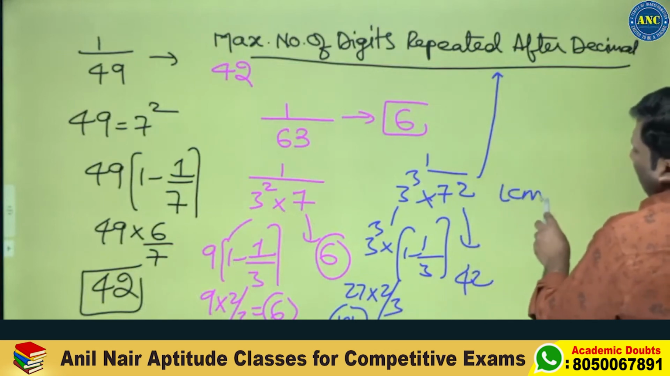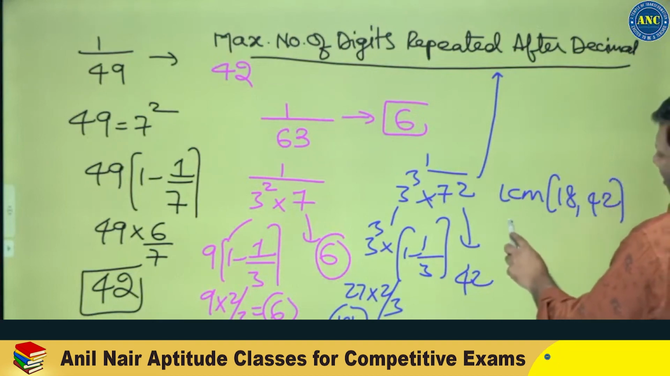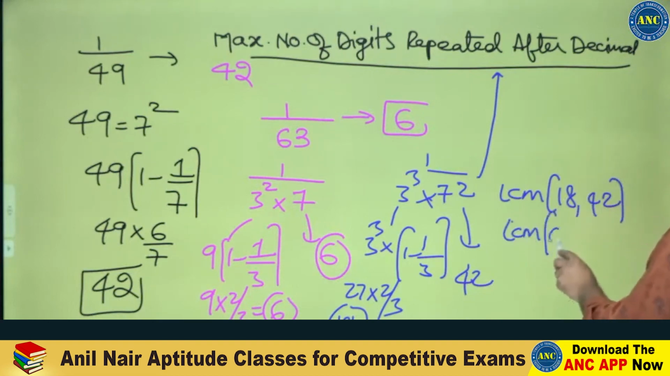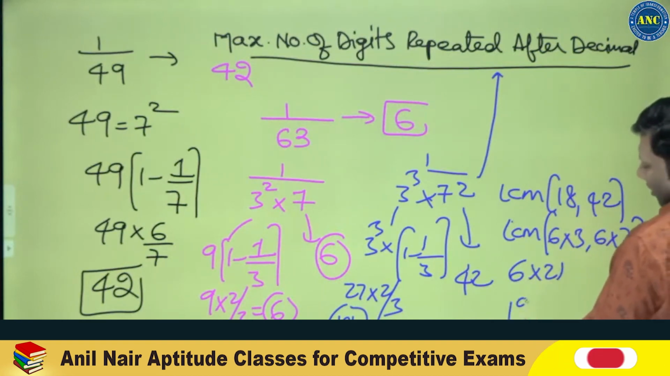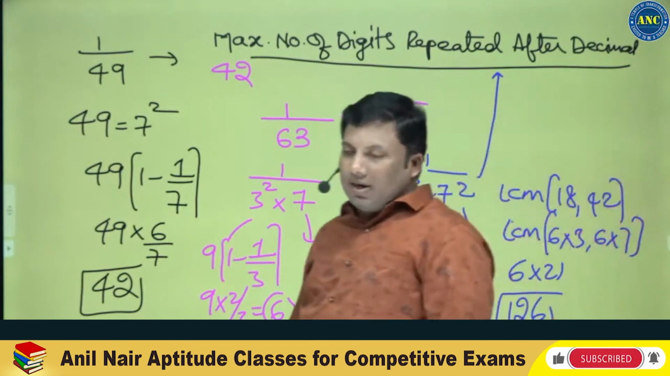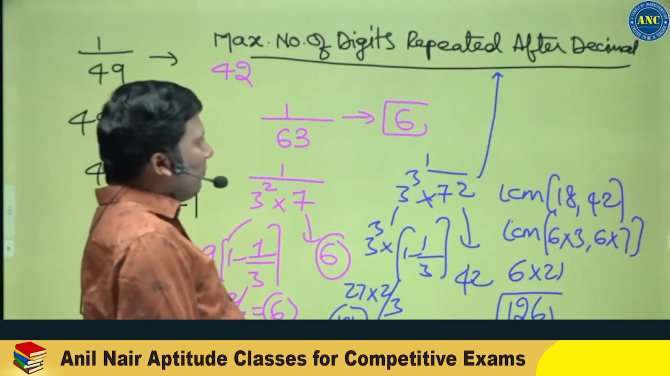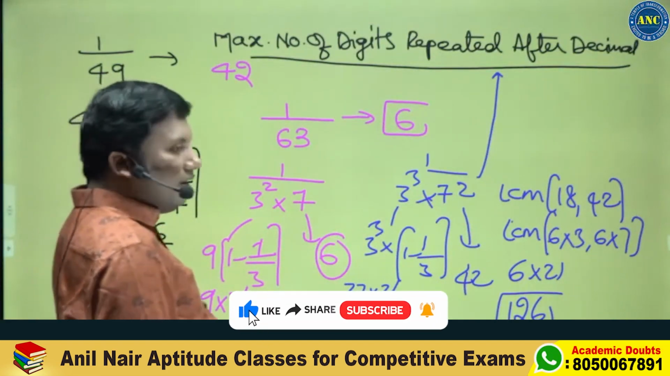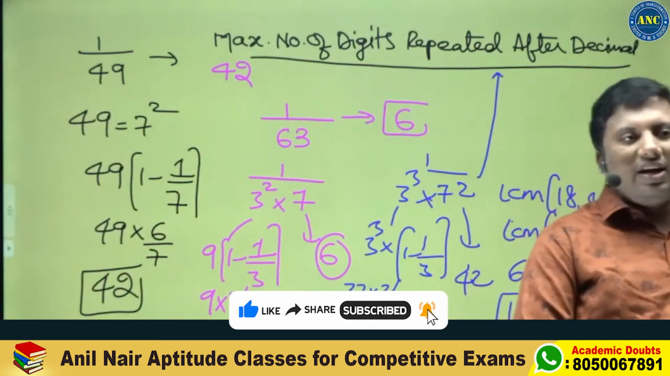So the LCM of 18 comma 42. The LCM of 18, which can be written as 6 into 3, and 42, which is 6 into 7: 6 is taken out, 7 3s are 21. The maximum number of digits repeated after the decimal will be 126. I hope the idea is very, very clear to you.